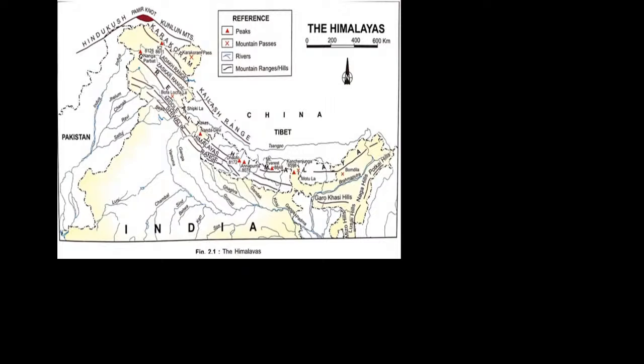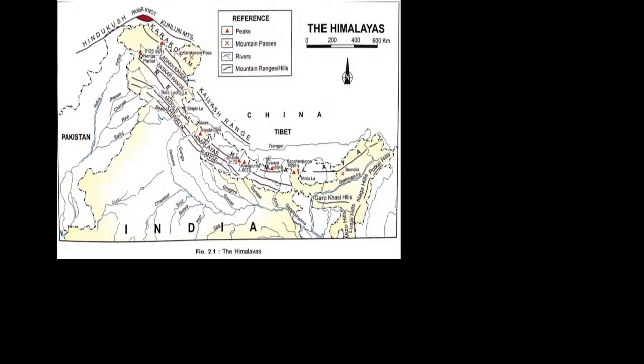After that, the Garhwal Hills and the Kumaon Himalayas. The Garhwal and the Kumaon Himalayas lie between the Satluj and Kali rivers. The Shivaliks come under this range, and the Shivalik belongs to the Garhwal and Kumaon Himalayas.